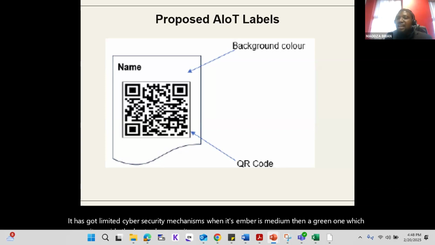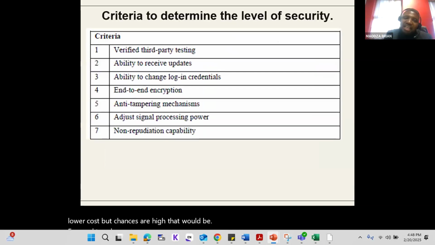farmers. Obviously, the purchase decision is not determined by that only. The cost implication also comes into play. But at least we are saying this is a starting point where farmers can know that, yes, I'm purchasing this device of lower cost, but chances are high that I'll be exposed to cyber attacks. Okay, so these are the criteria that we used to determine the level of security.